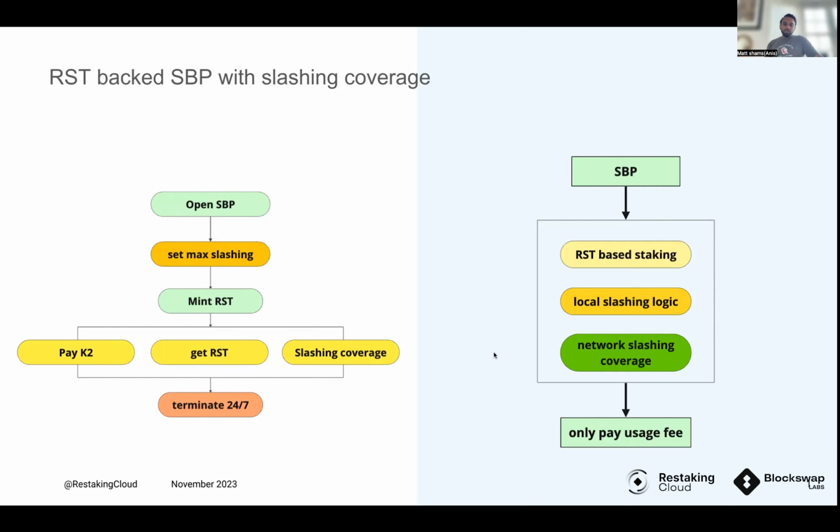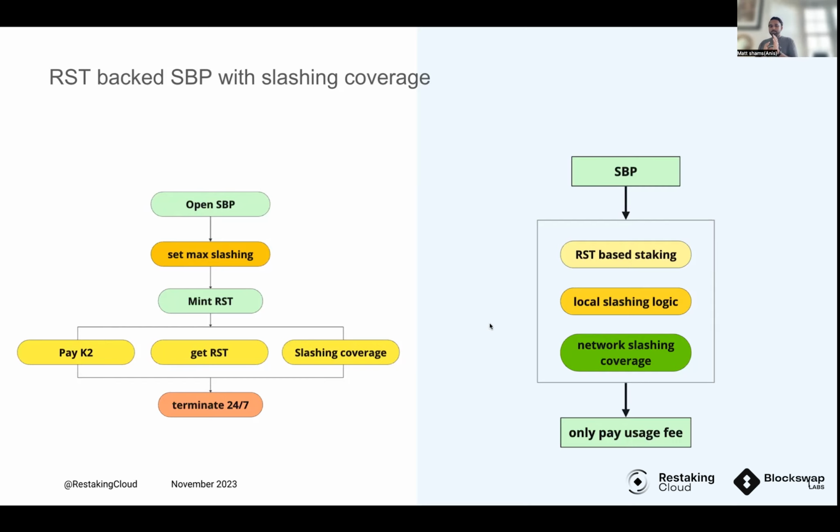But then it will also set the slashing coverage. So you have the RST tokens minted, you have the slashing coverage set up. The partition interest rate is one payment that you're giving. Again, everything you will get back if you just terminate it. That's pure and simple. And that's the terminate 24/7.